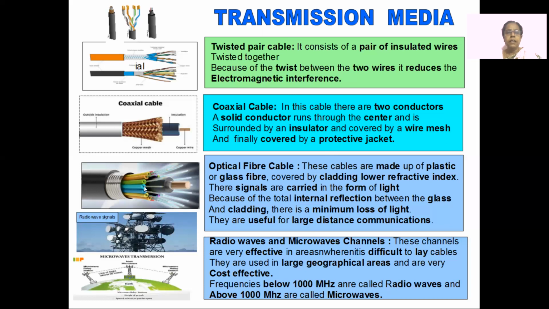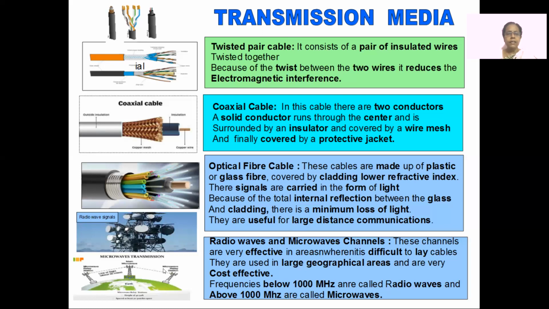It is within this, the lower refractive index, internal reflection. So there is a minimum loss of light, and this is very useful for long distance communication. It gives a very clear picture and sound, everything is very clear if you use an optical fiber cable, because light passes through these tubes. Then you have the radio waves and microwaves.